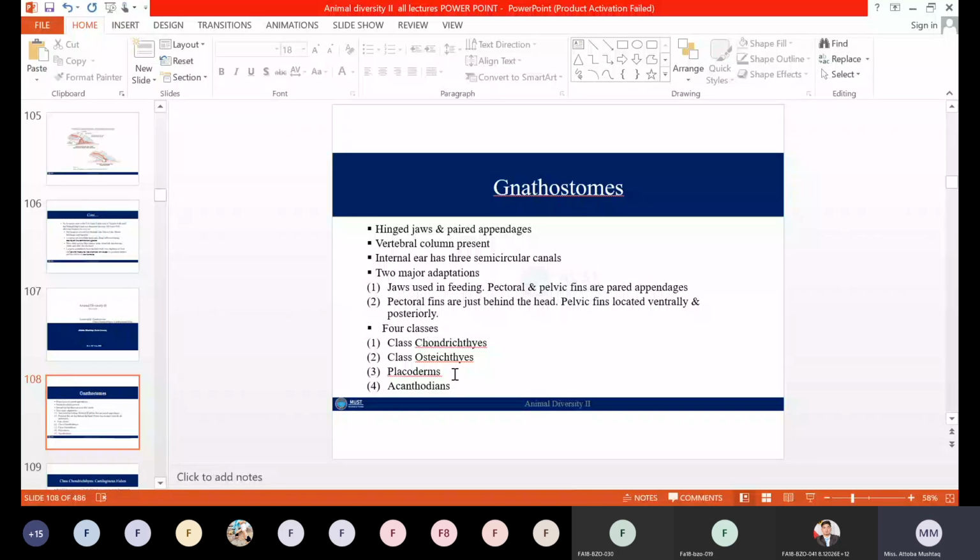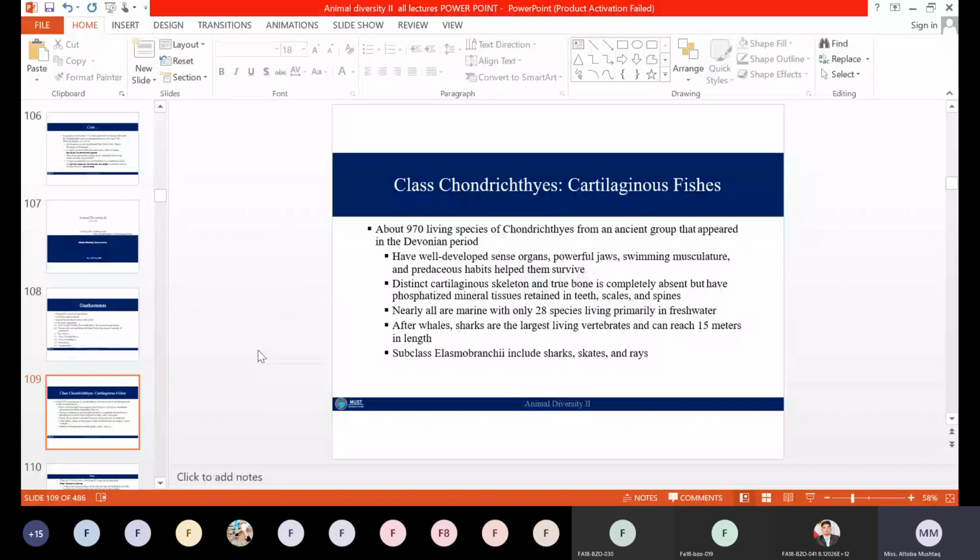The fourth group is acanthodians. They are ancient extinct fishes, and they are more closely related to the bony fishes, that is the Osteichthyes. Okay. So firstly, we will discuss Chondrichthyes. The word Chondrichthyes is derived from two words: chondros, which means cartilage, and ichthyos, which means fish. So we can say these are also known as cartilaginous fishes, right?